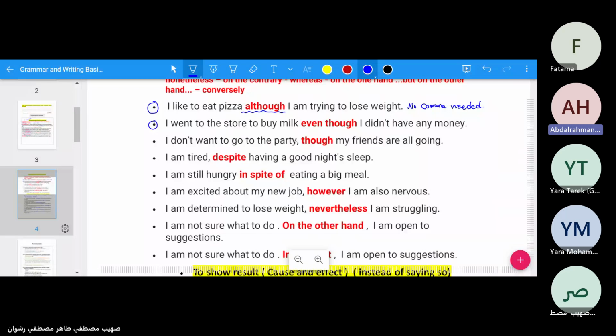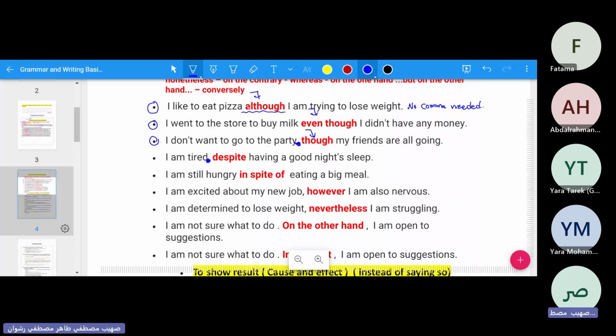I went to the store to buy milk even though I don't have any money. By the way, sir, I didn't understand why no comma was needed. You mean in both sentences, 1, 2, and 3, we don't need a comma. Why? Because using the subordinating conjunction in the middle of the two clauses makes them directly connected. There is no stopping, there are no pauses. But if you use them initially, you must pause between the two clauses. So you must use the comma in the middle.